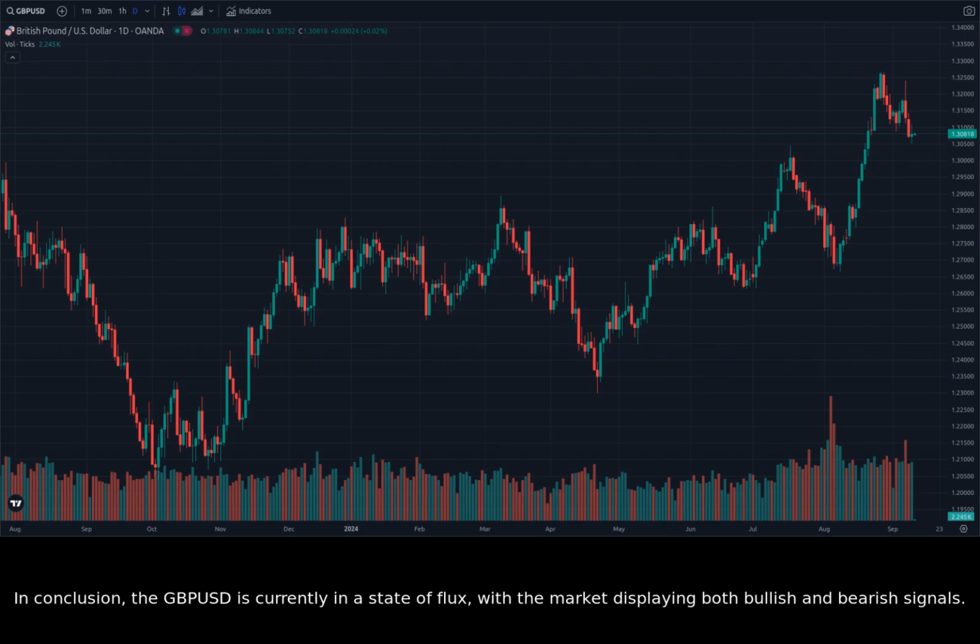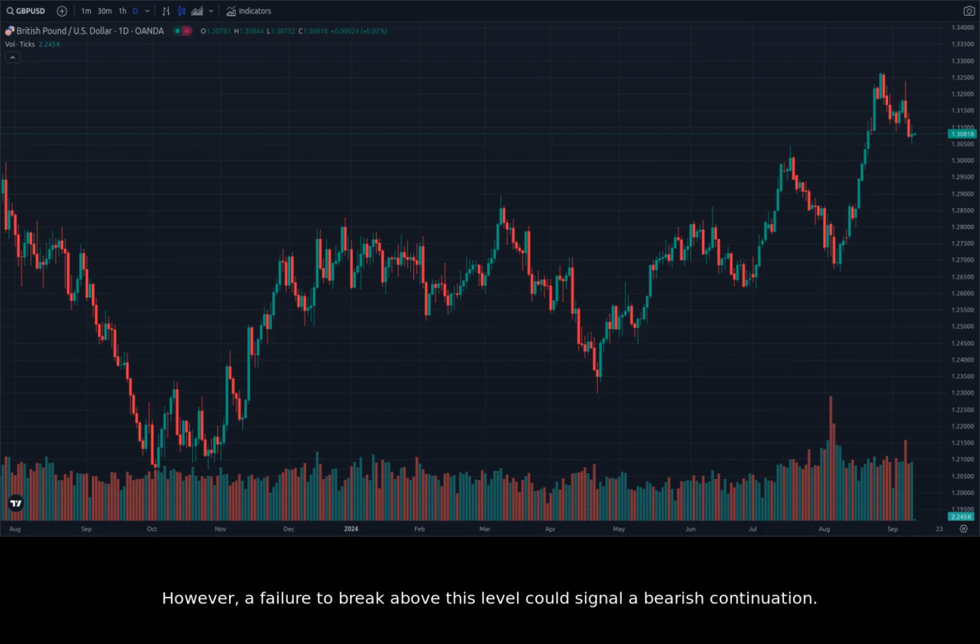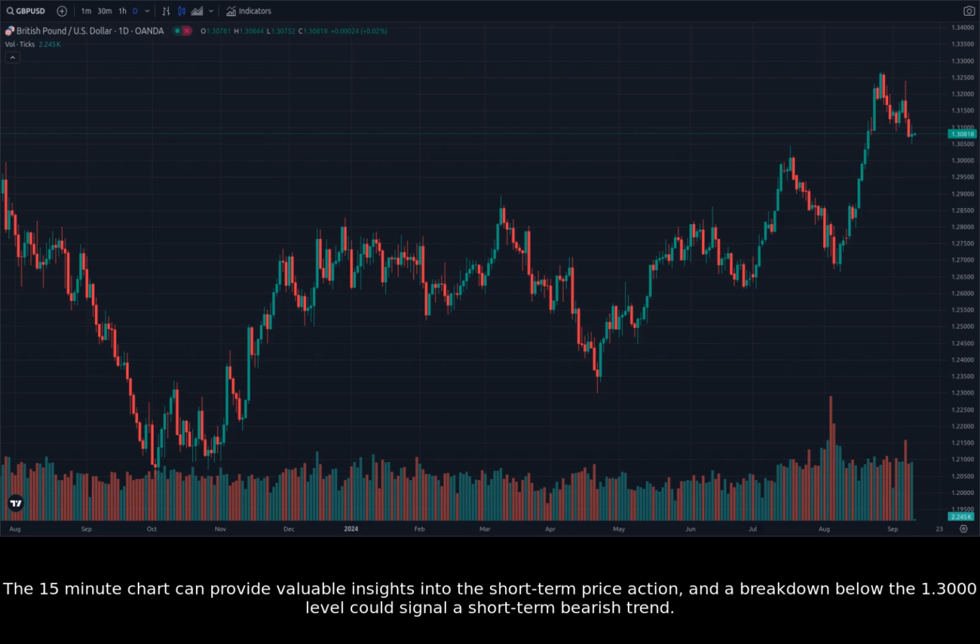traders. In conclusion, the GBPUSD is currently in a state of flux, with the market displaying both bullish and bearish signals. The 1.3000 level is a crucial level to watch, with a breakout above this level potentially leading to a significant rally. However, a failure to break above this level could signal a bearish continuation. The 15-minute chart can provide valuable insights into the short-term price action, and a breakdown below the 1.3000 level could signal a short-term bearish trend.